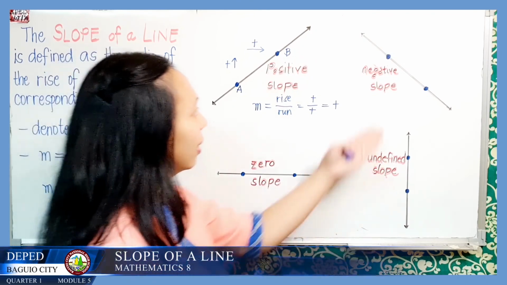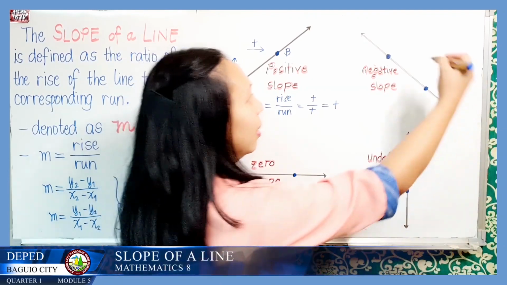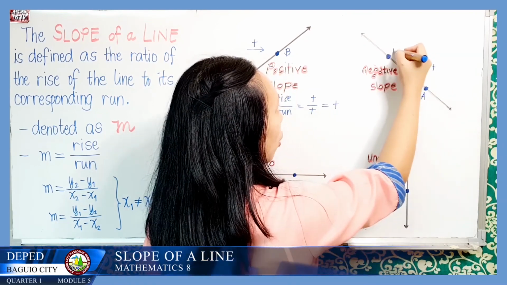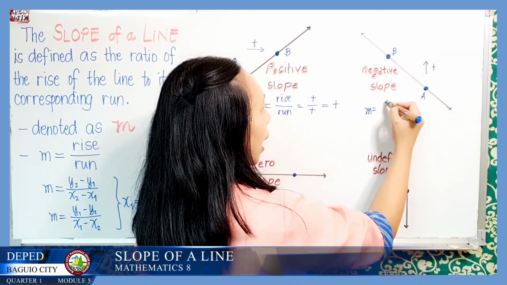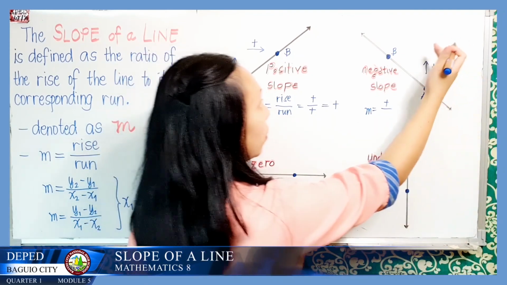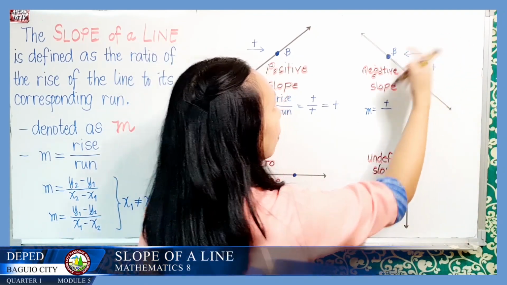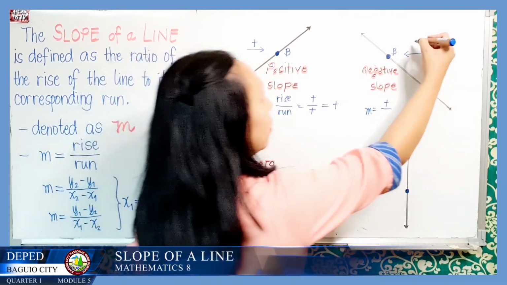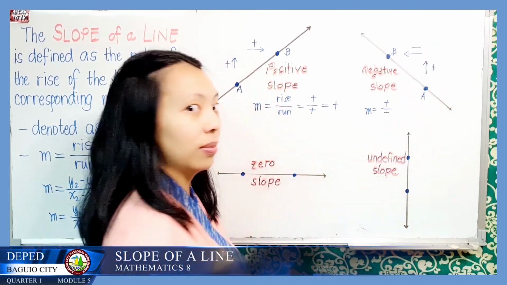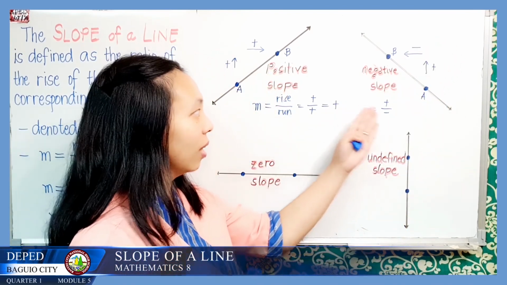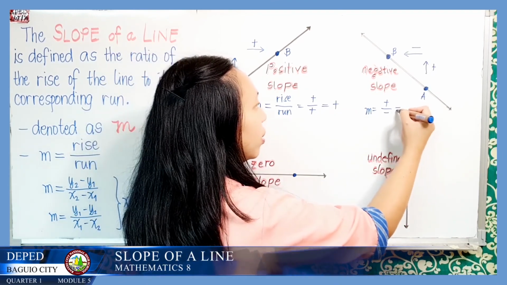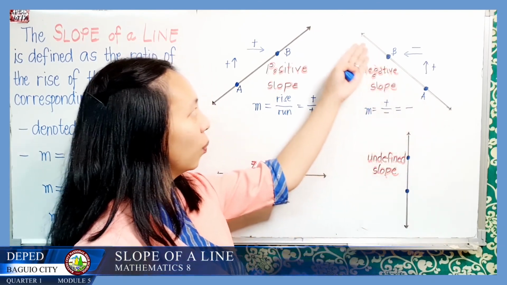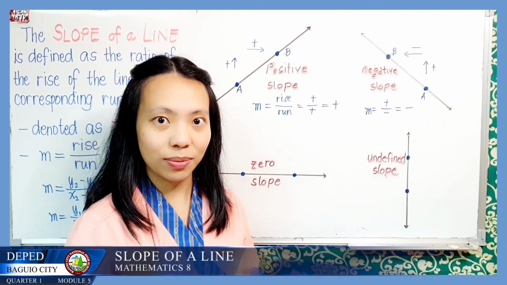On the other hand, for a negative slope, the rise again is positive. We start with point A going to point B. So the rise is positive. And from this point, we move to the left so that we land at point B. Since we moved to the left, the run is therefore negative. In division, positive divided by negative results in a negative number. That is the reason why the slant or the slope of this line is negative.